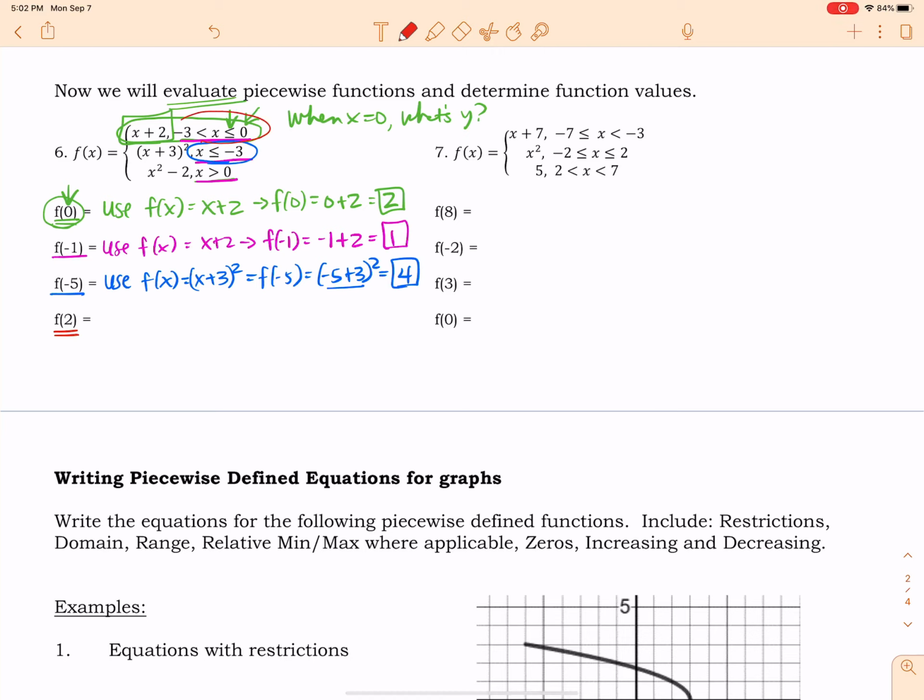My very first one, 2 is not in between -3 and 0. It's bigger than 0, so that doesn't fit that function. So the next one, x less than or equal to -3, well, 2's bigger than -3. That's not going to work. So now that leaves us with our last one, x greater than 0. Well, is 2 greater than 0? Yes, it is. So we are going to use f of x equals x squared minus 2.